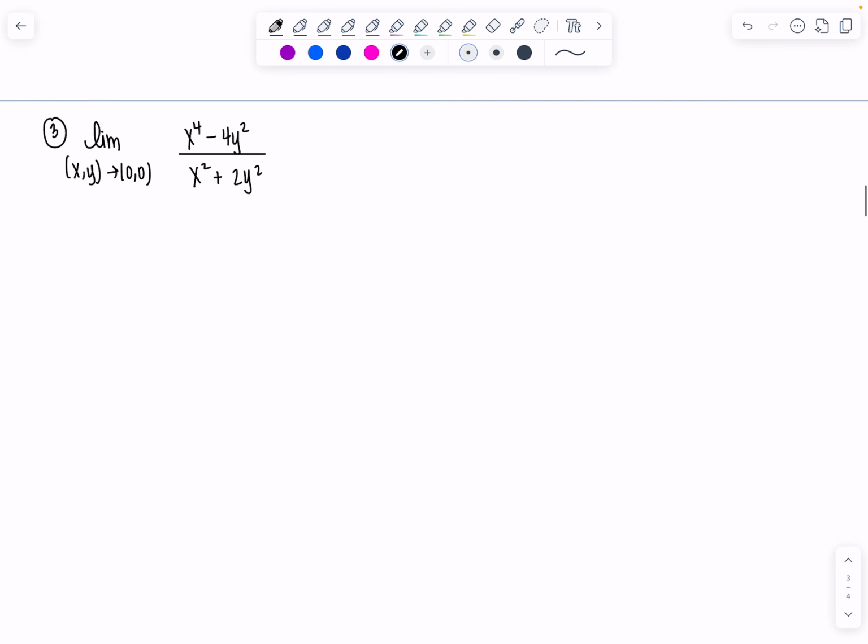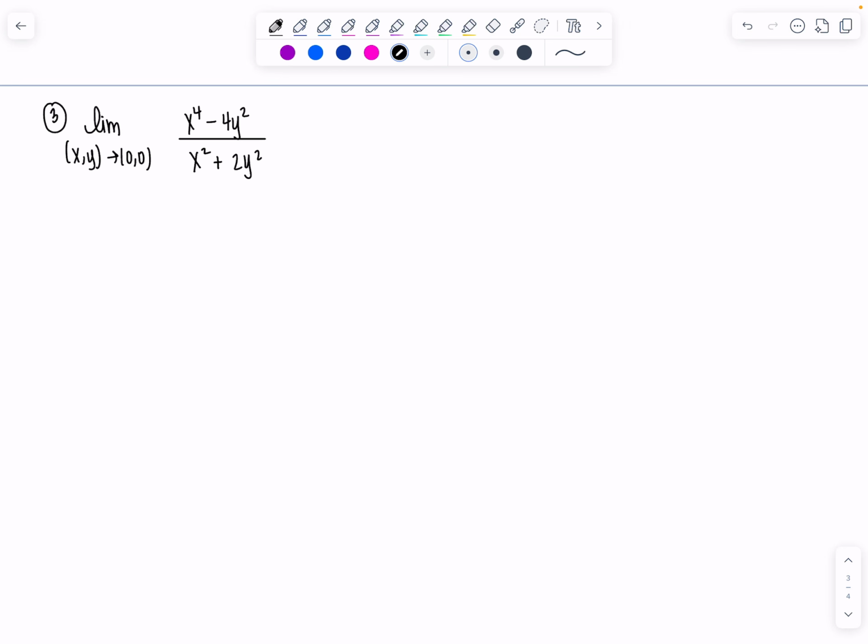Moving on. Limit as (x,y) approaches (0,0) of x to the 4th minus 4y squared over x squared plus 2y squared. So let's try direct substitution. x and y are going to 0, 0. I would get 0 over 0. That's an indeterminate form. That's not good.